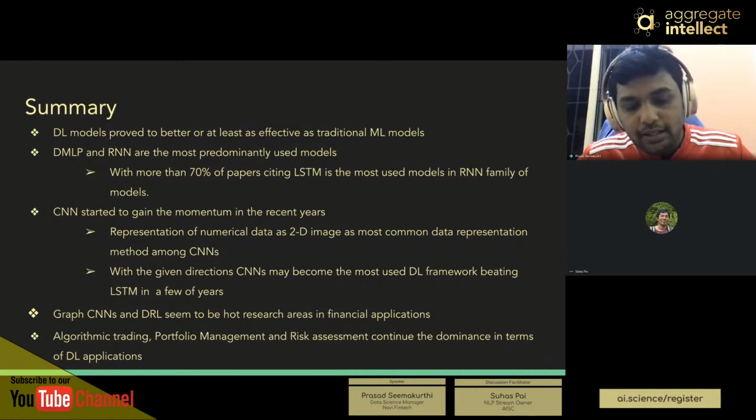There are again white hot research areas in finance, where people are using graph CNNs and deep reinforcement learning to solve complex problems like anti-money laundering, etc. Algorithmic trading, portfolio management, and risk assessment continue to be the dominant areas where deep learning has a lot of use cases. That's the summary of the paper.